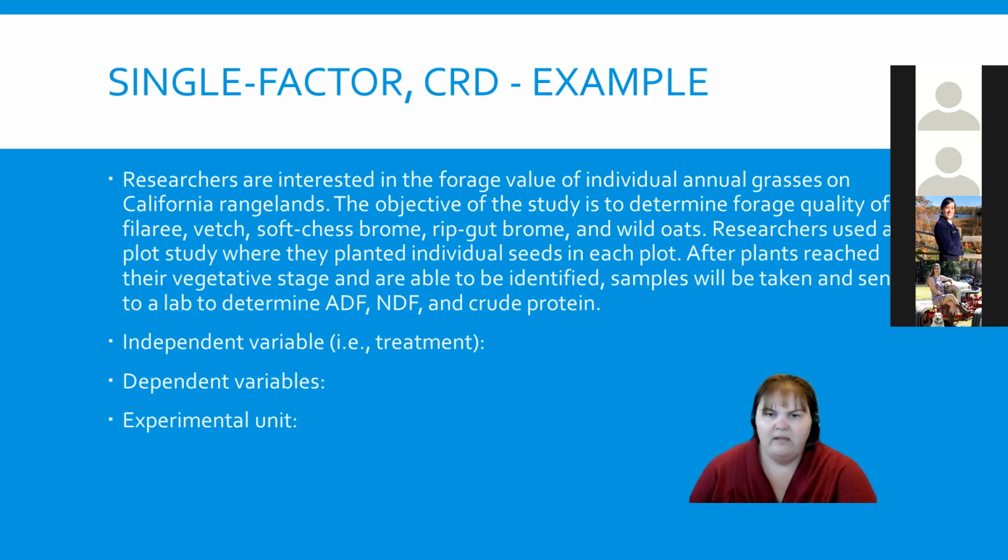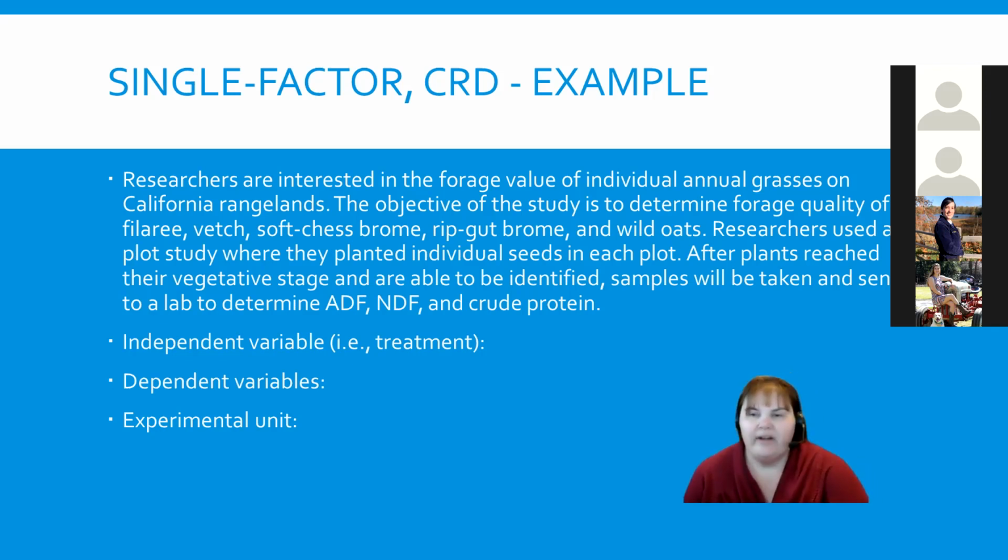Okay, so based on this scenario, this is the part where you guys talk to me. What would the independent variables or the treatments be? The individual forages. Yes, the species of grasses, right? So filaree, vetch, soft chess, ripgut, and wild oats. Great. So those are our treatments, the 5 species of grass or 5 species of rangeland plants.